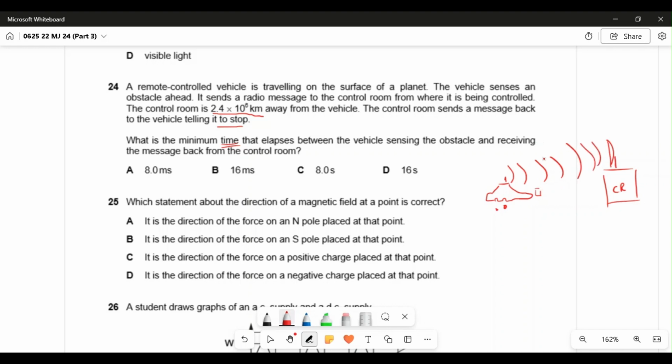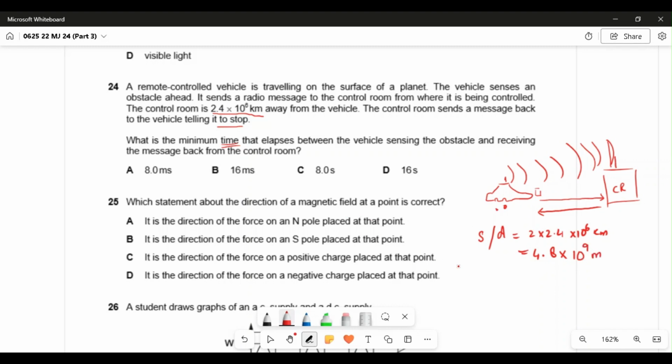So this signal is traveling, the control room then sends the message back. So the distance is actually two times the actual distance. So it would be 4.8, we can say distance S or D, no problem, times 10 to the power 6 kilometers, but when I convert into meters, I need to multiply by 1000, so 10 to the power 9 meters.